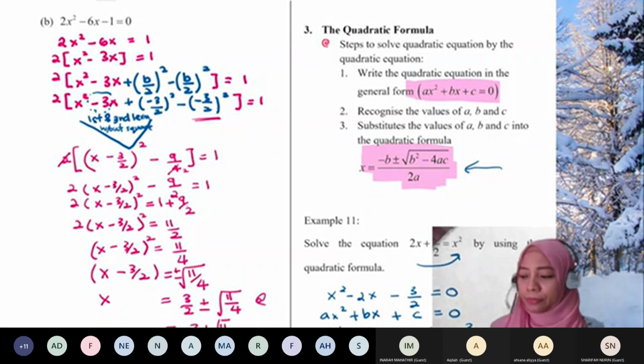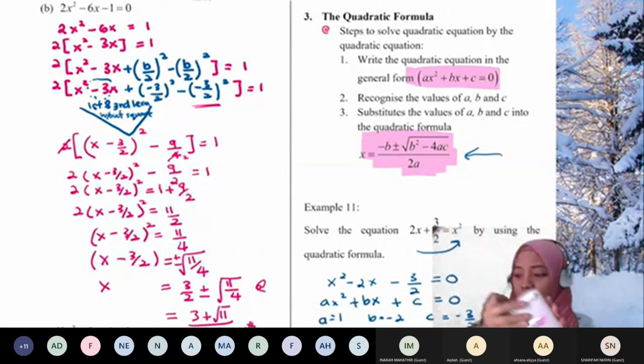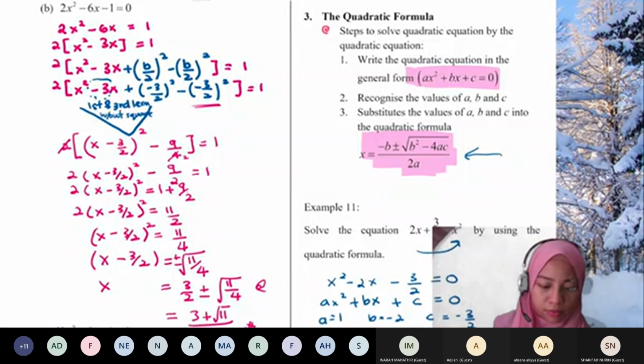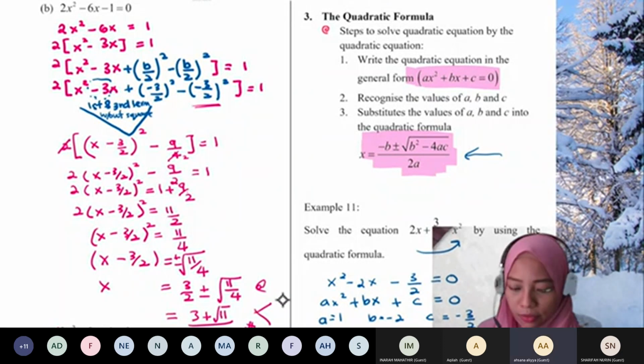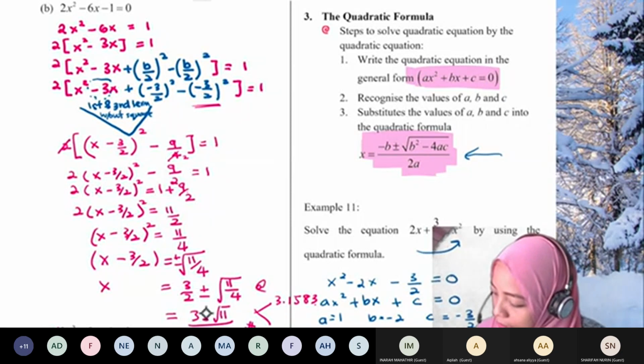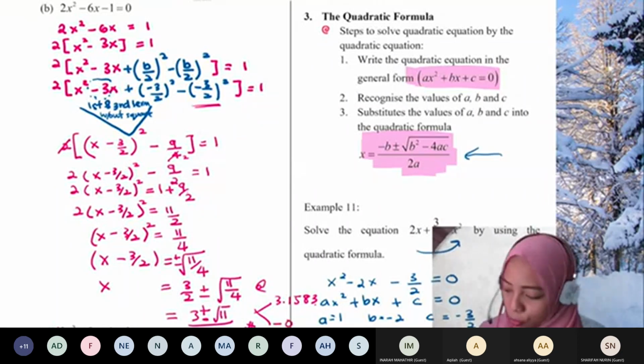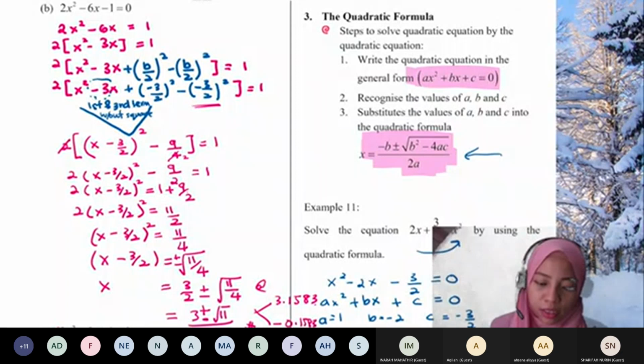Okay, so far so good? Semua boleh? Good. Okay, cuba tekan. 3 plus 11 over 2 ni dapat jawapan apa? Guna calculator. Satu yang positif dapat apa? 3.1583, betul? Satu lagi? Okay, satu lagi bila 3 minus. Sorry, ini plus dan minus tau. Okay, so satu lagi adalah 3 minus 11 over 2. You get negative 0.1583. Okay, you check your answer using EQN.